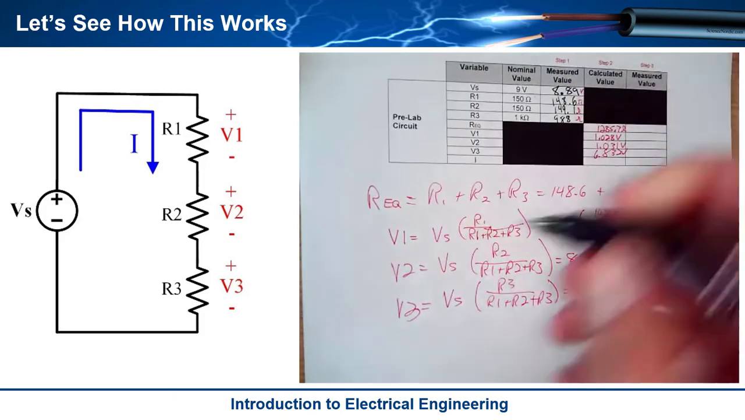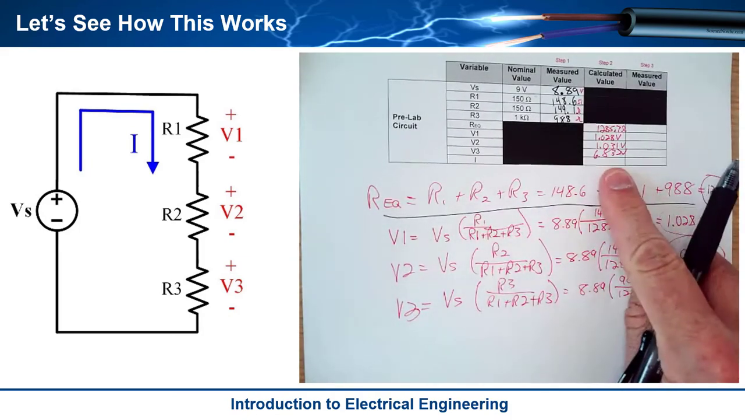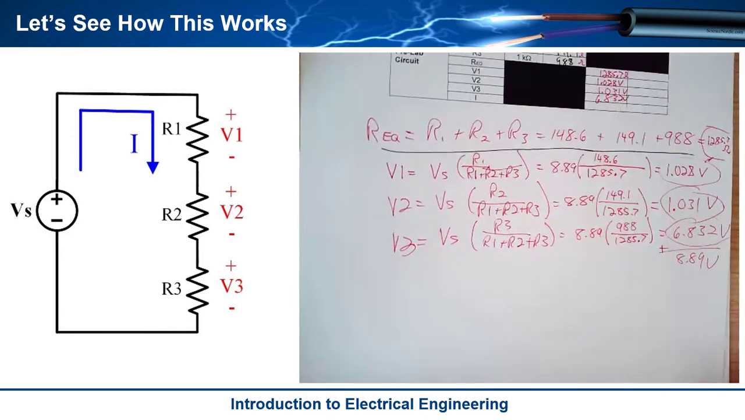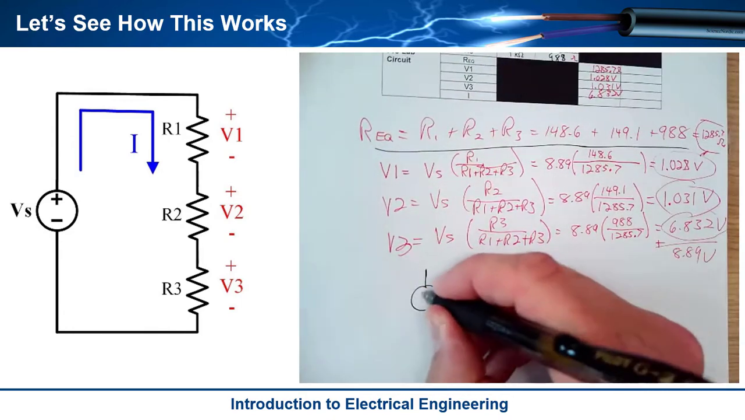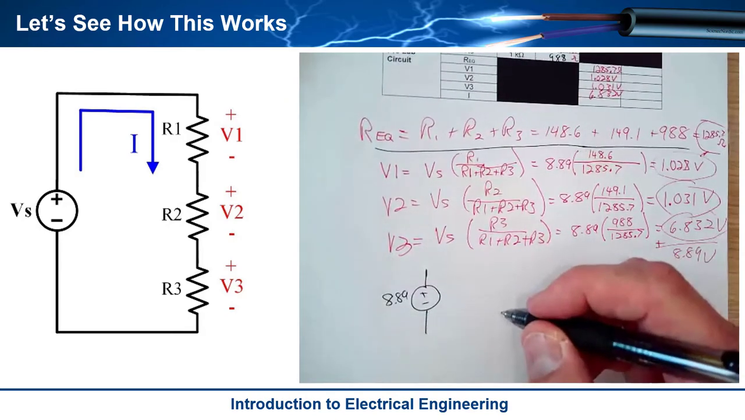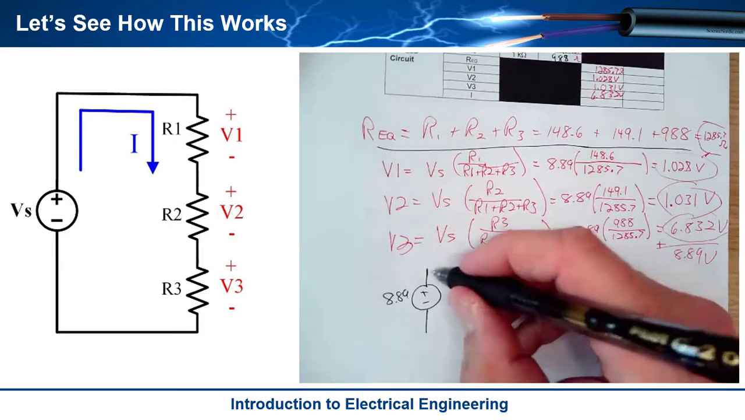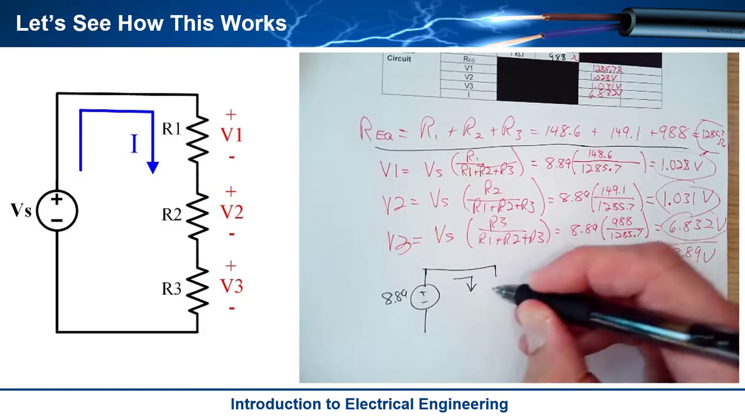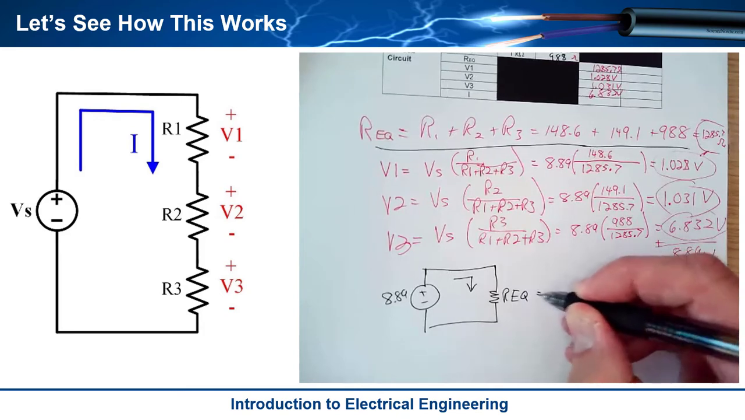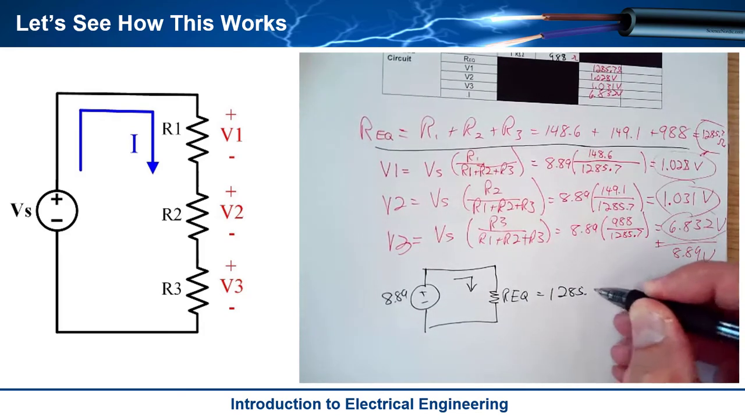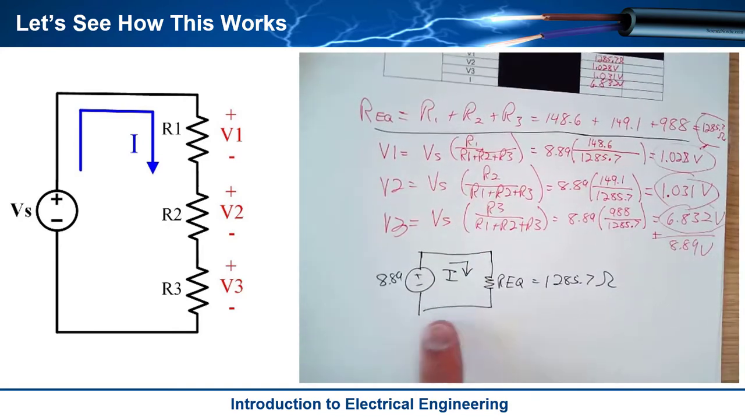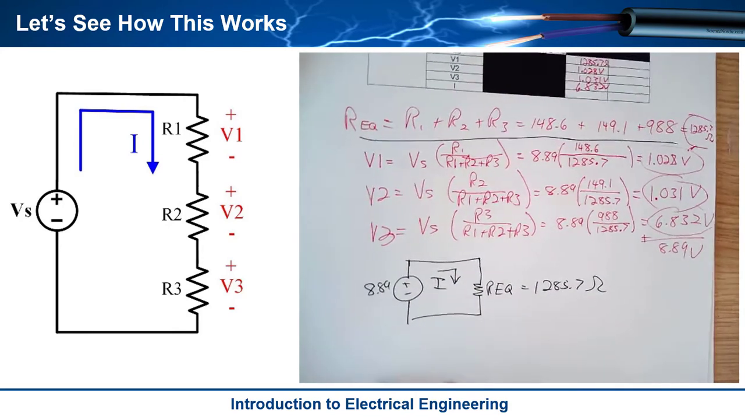Okay, now we want to calculate the current. So the current flowing in this circuit, this is kind of why we use the equivalent resistance, because I know that I have plus or minus 8.89 on here, and the way I can calculate the current is I can actually use the equivalent resistance. So REQ is equal to 1285.7 ohms. Well, geez, I can just do Ohm's law in this very simple circuit and figure out what the current is.